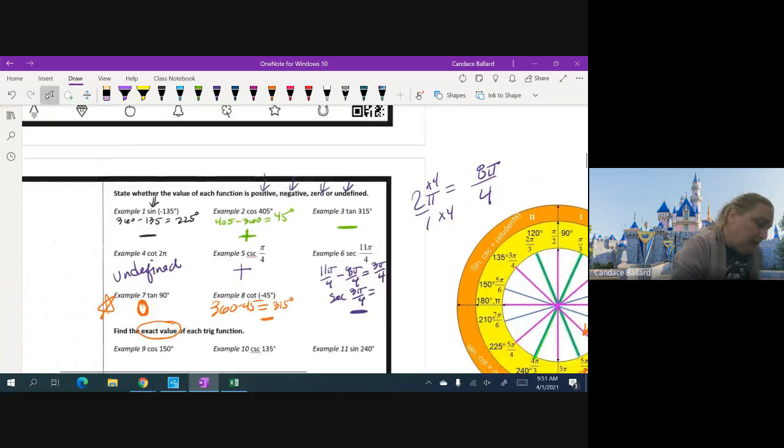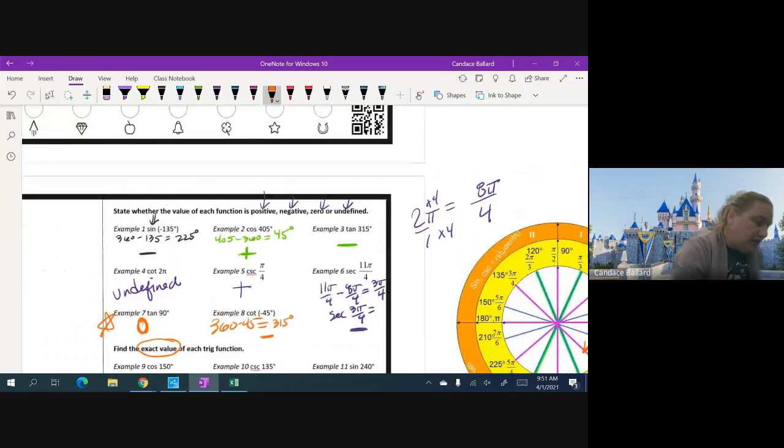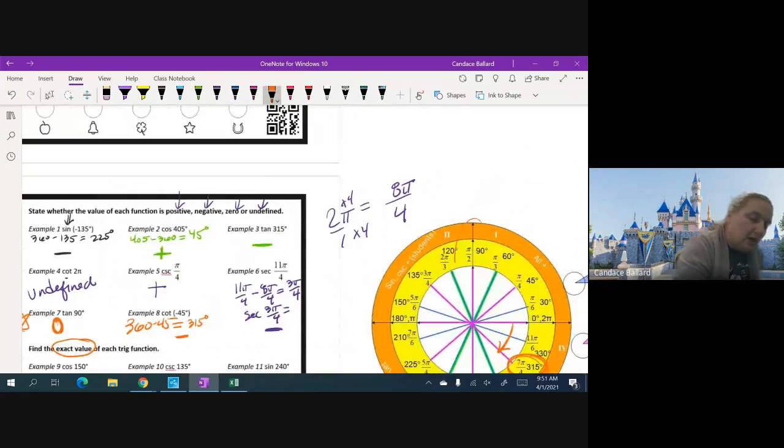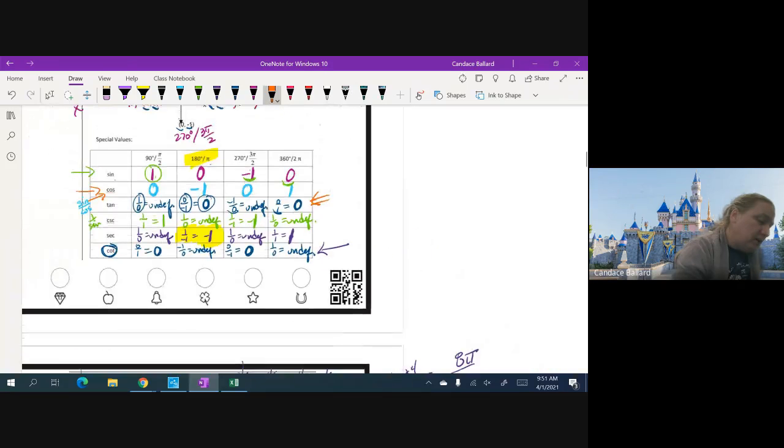So example 7 says tangent of 90. Because this one is on a quadrant angle, it's on the XY axis, I know I've got to go to the chart because my negative positive is not going to work. So I went to the chart and I looked at the tangent of 90. It's 1 divided by 0. It was undefined.